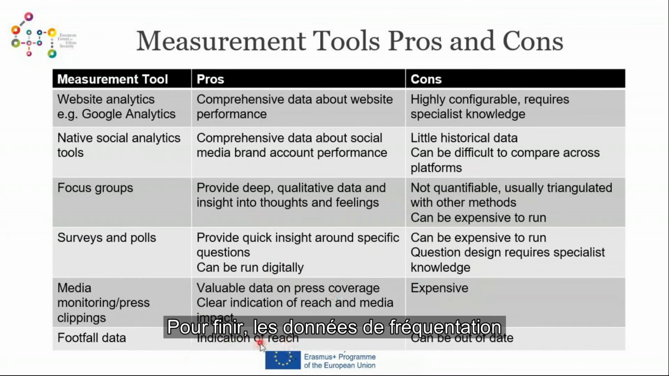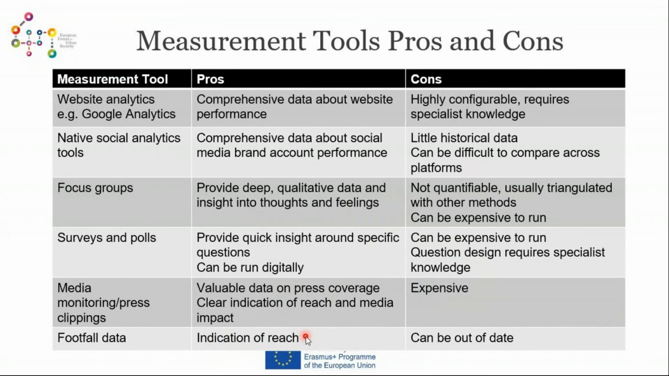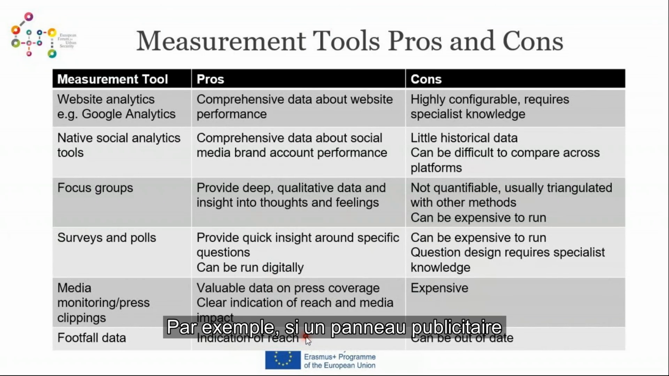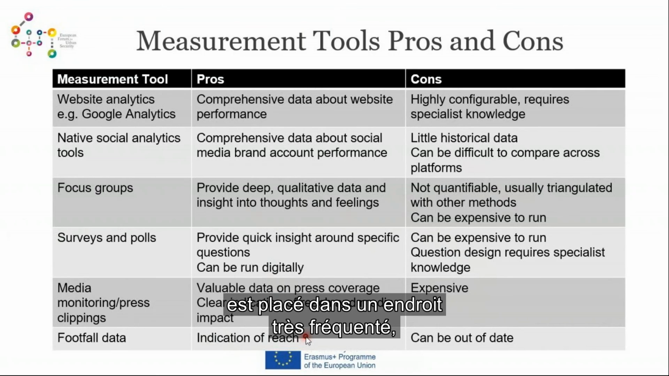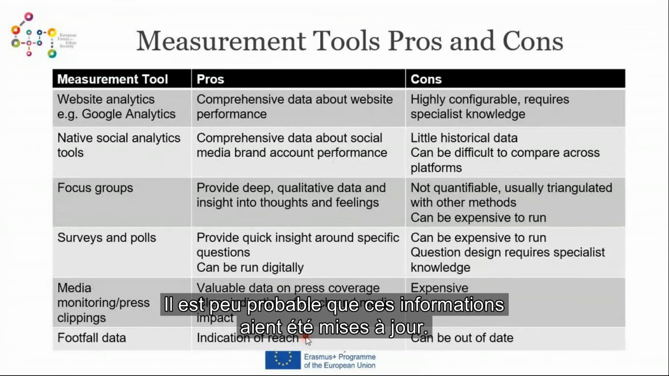And the final one is footfall data. So it's great because it gives you an indication of reach. It's a very solid reach metric. And the con is that this data is not always updated frequently, so it can be out of date. So for instance, any billboard advertisements that you were going to put out onto busy shopping areas now, so let's say you had a big billboard advertisement, there's no way that the reach indication, the footfall data from that, is going to be accurate right now, because a lot of countries are under lockdown, and that information is not likely to have been updated.